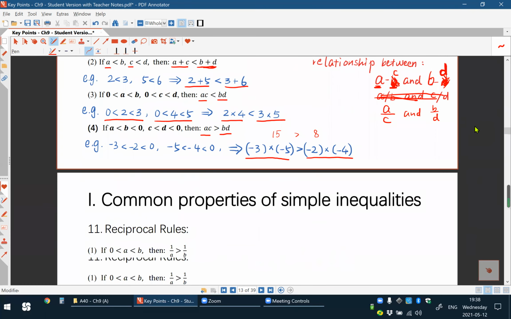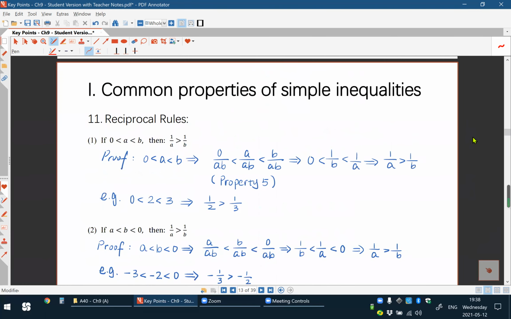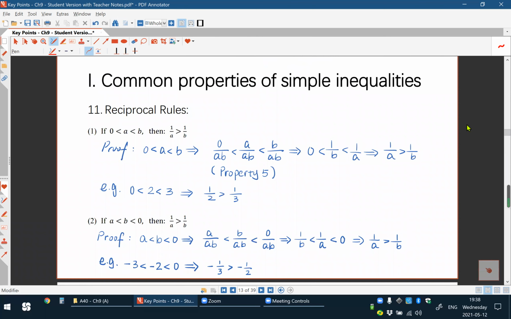All right, let's see the last property, which we call reciprocal rules. First, if A is smaller than B and both A and B are positive numbers, then if we flip the numbers, which means we get their reciprocals, 1 over A should be larger than 1 over B.